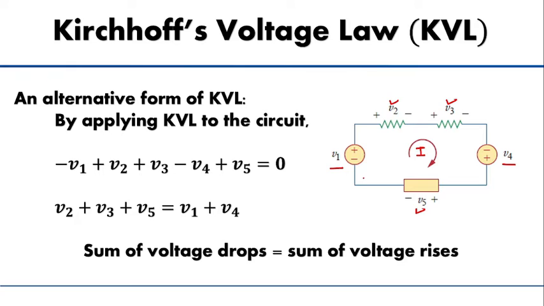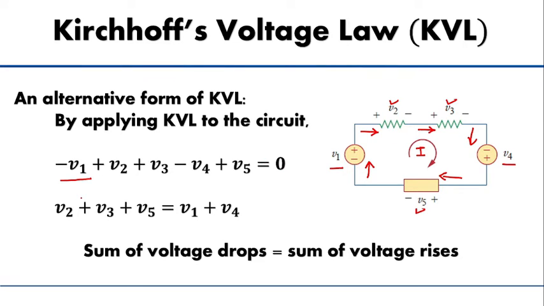Before writing the voltages of different elements, we need the sign convention. Here the current I is entering into a minus sign, so we write minus V1. Here entering into positive, so plus V2, again plus V3, here it is entering into a negative, therefore minus V4, then here positive, so plus V5. So this equation becomes minus V1 plus V2 plus V3 minus V4 plus V5 is equal to 0.